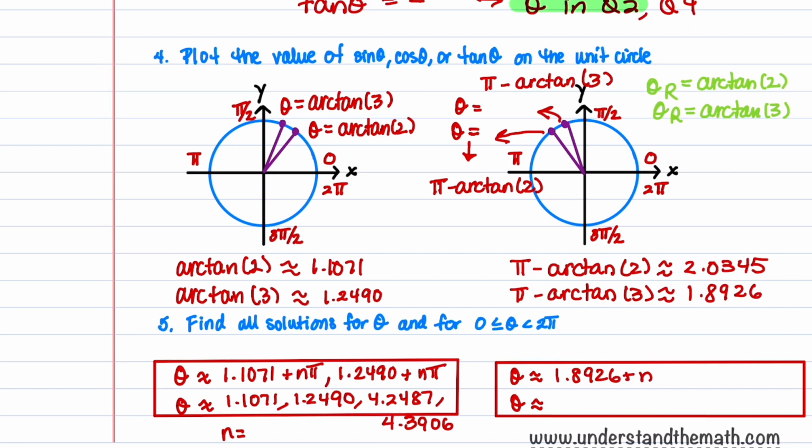For our solutions from quadrant 2, theta is going to be equal to 1.8926 plus n pi, and then 2.0345 plus n pi. And our four values will then be 1.8926, 2.0345, and I'm going to put the other two up here. They're going to be adding pi to both of those values, and that gives us 5.0342 and 5.1761. That was a hard problem, but we did it.